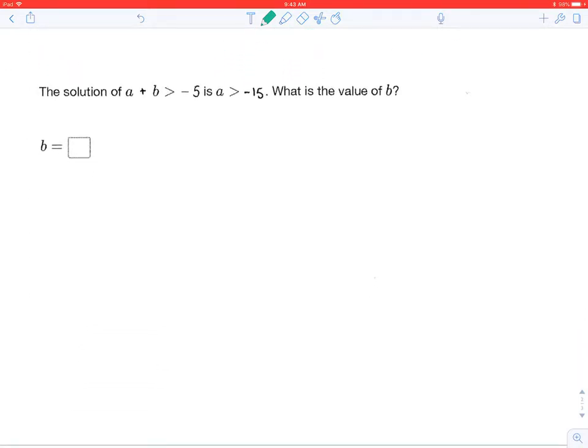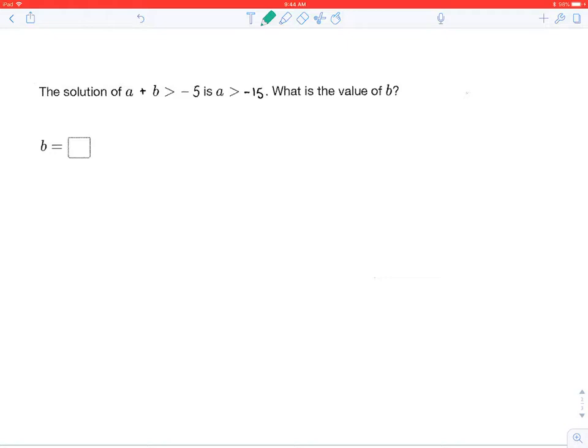On the next problem, we have the solution of a plus b is greater than -5. Is a is greater than -15? Now at the bottom of your page, I want you to write down the word pencil before I move on. And you're writing down the word pencil.